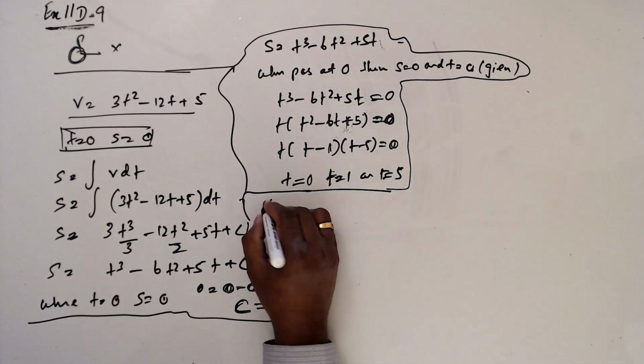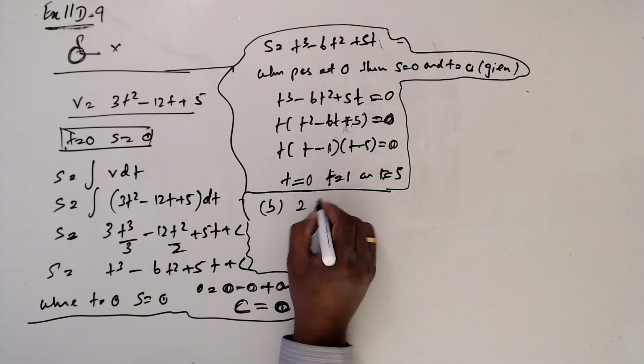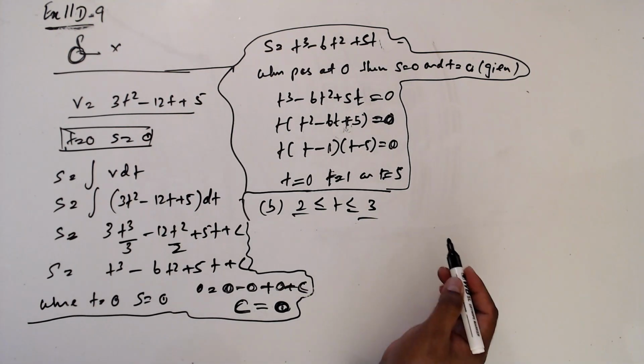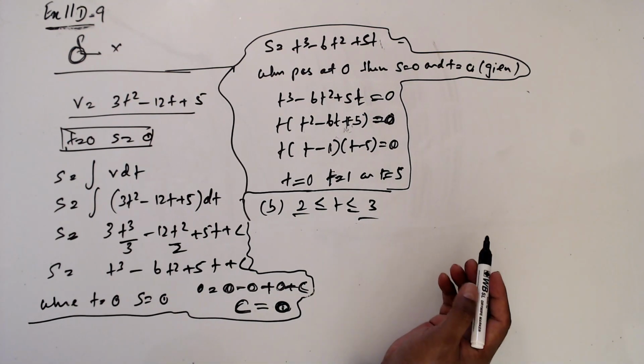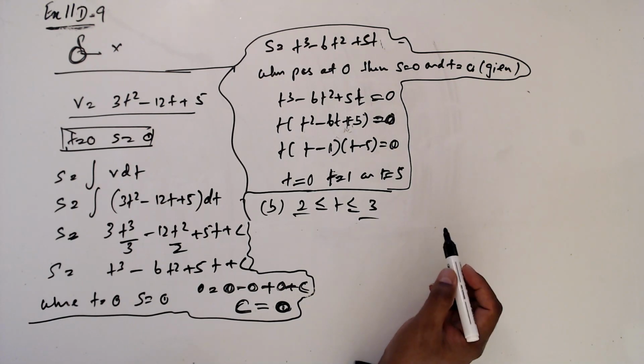And part B, we want to find the distance traveled for t between 2 and 3, in this period. So we want to know the instantaneous rest of this particle.